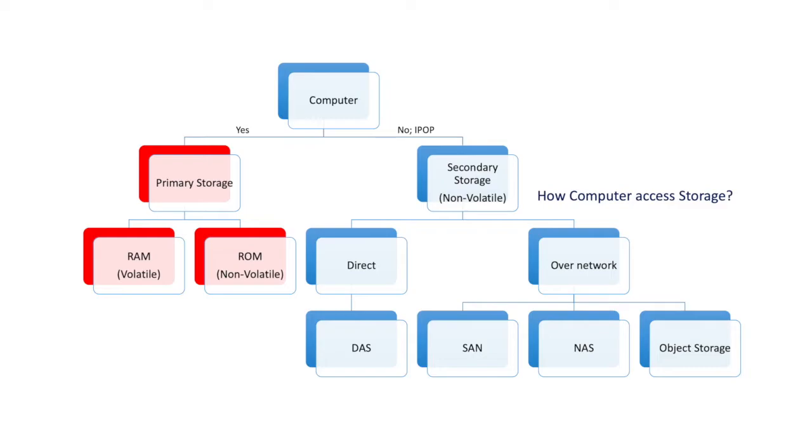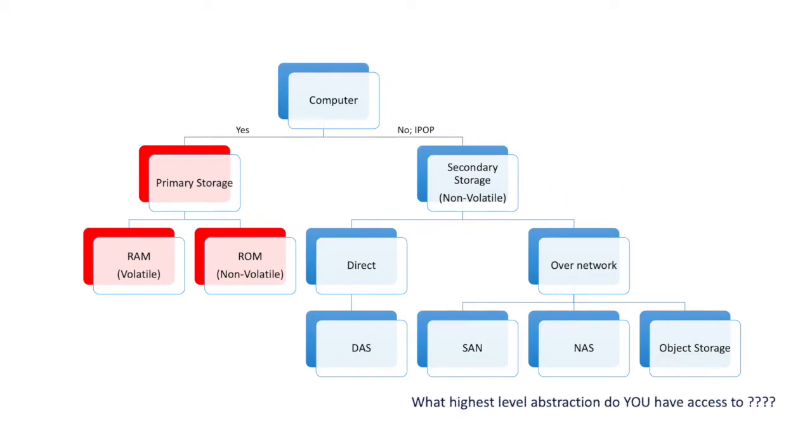In this module, we are just going to see what the relation of the computer with the hard drive is. It could be any hard drive, but what is the relation, how is it accessing it. This is going to be our entire theory and we are going to talk about it. And what highest level abstraction do you have access to? There are different models. We are just going to talk about the models right away.